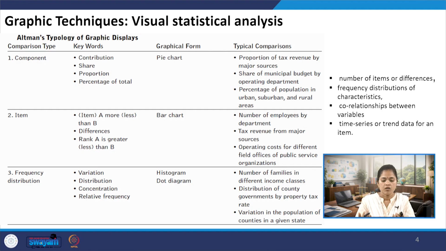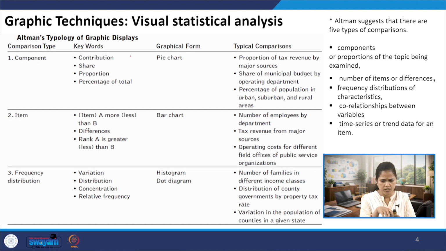Likewise, we can take into account other statistical forms of analysis like visual statistical analysis. In this context, we can analyze the 5 typology of comparisons that Altman has used. He has used comparison for components, for the number of different items or differences, frequency distributions, correlations between variables, and also time series analysis.